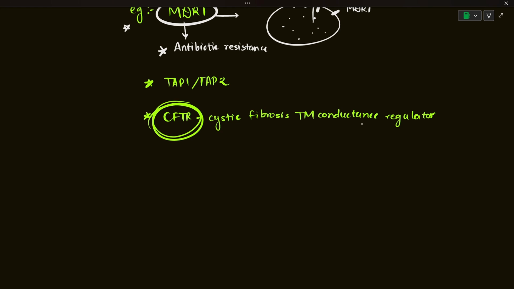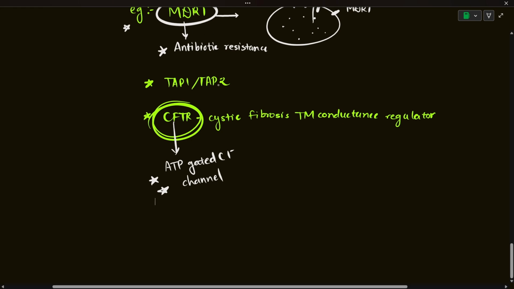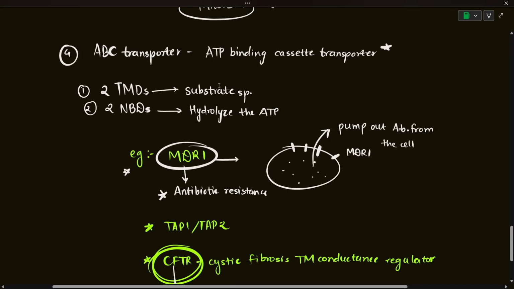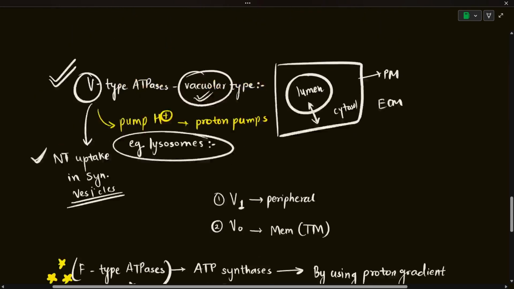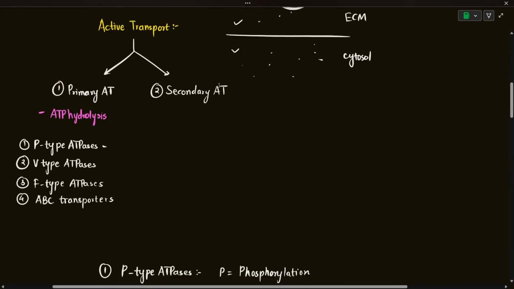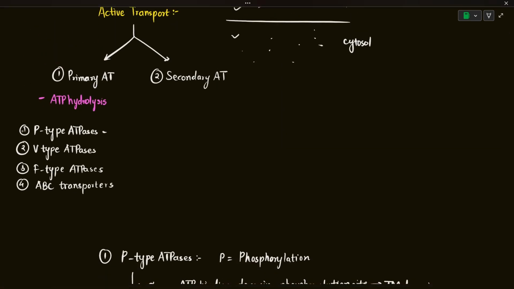Basically, in cystic fibrosis, thick mucus is created and it causes lung infections. So this is very unique because it is an ATP-gated chloride channel. Okay, so this is very important. These are the different examples of ABC transporters, and with this, we have discussed primary active transport in detail.